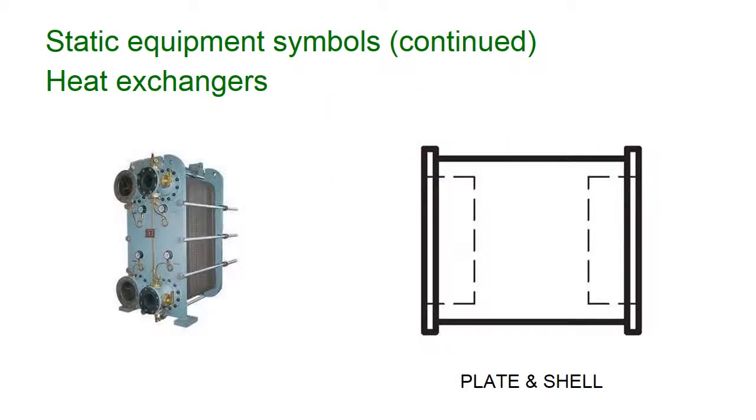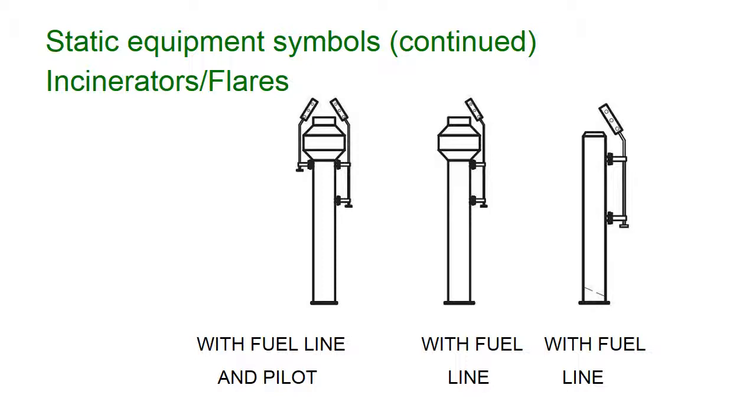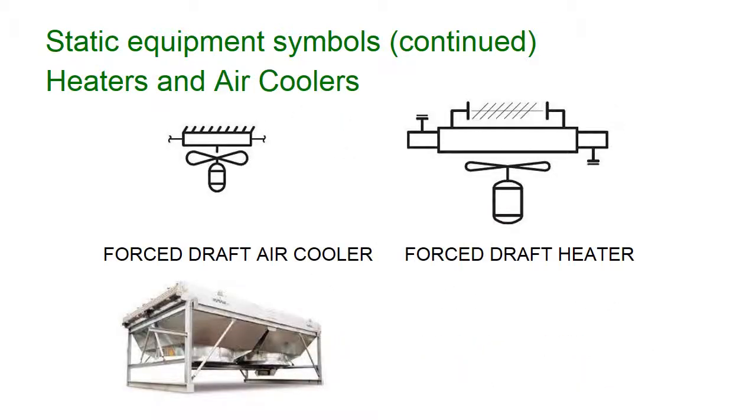Plate and shell. Via HX. Vertical NEN. Incinerators and flares, with fuel line and pilot. With fuel line. Forced draft air cooler. Forced draft heater.